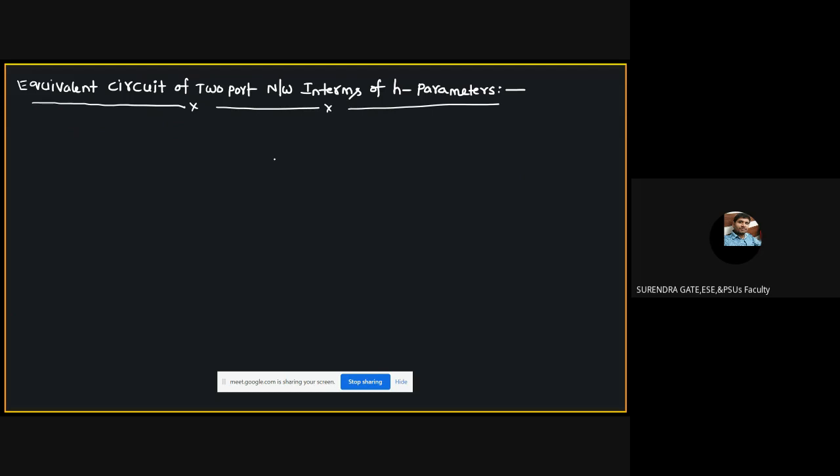Yes, this is H11 I1 plus H12 V2. H12 has no units, and V2 is the voltage. That's why H12 V2 is the voltage source.